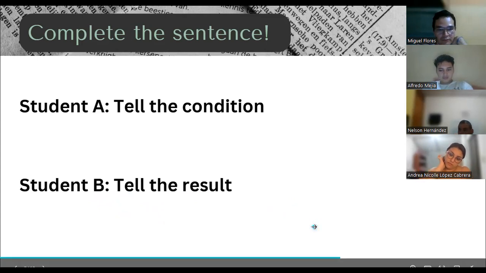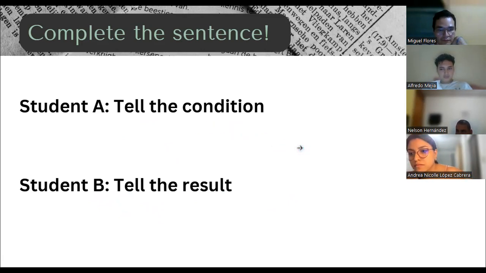So let's see. Nelson, you will tell the condition, and depending on that condition, Alfredo will tell the result. So let's go, guys. Okay, if you study every day. Now, Alfredo, the other one. If you study every day, I will pass the exam. Does it make sense? Kind of, right? Imagine this in a sense. If you study every day, I will pass the exam. No, right? Okay. You will pass the exam, will make it.